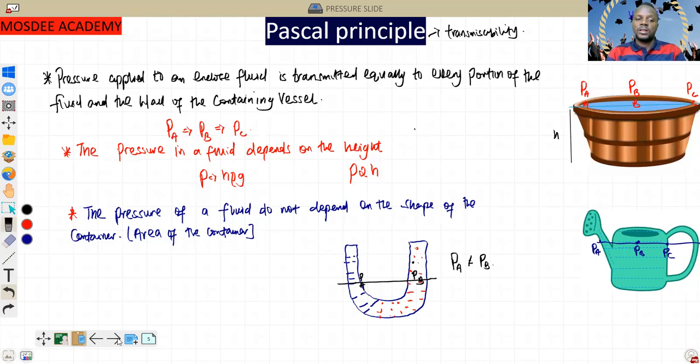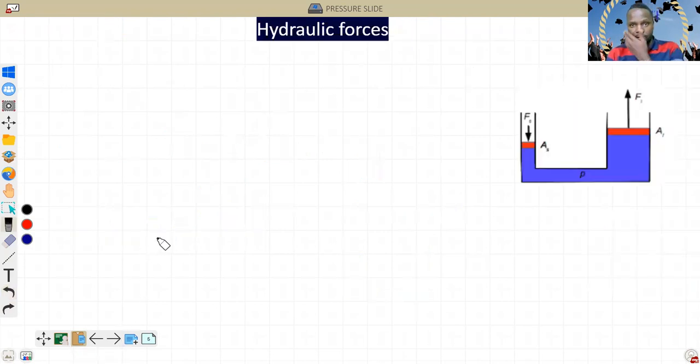So let's quickly check that in the next slide, and we have fine. Now, one of the applications of Pascal's principle is the hydraulic lift, or the hydraulic press, or the hydraulic forces. Because we have studied it, it's an application. So one of the applications which I'll quickly talk about is the hydraulic forces.